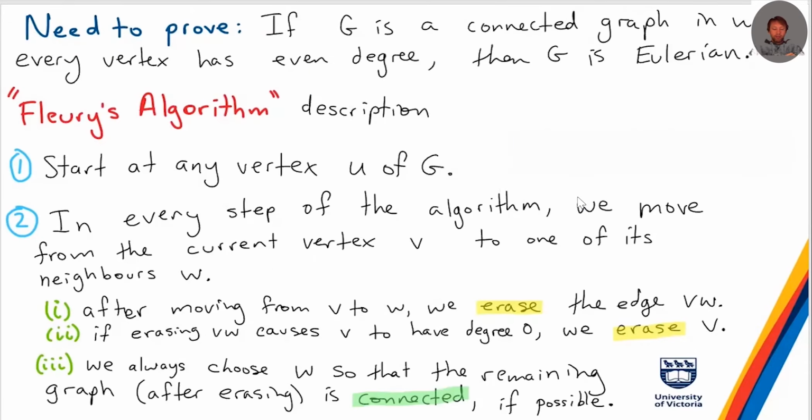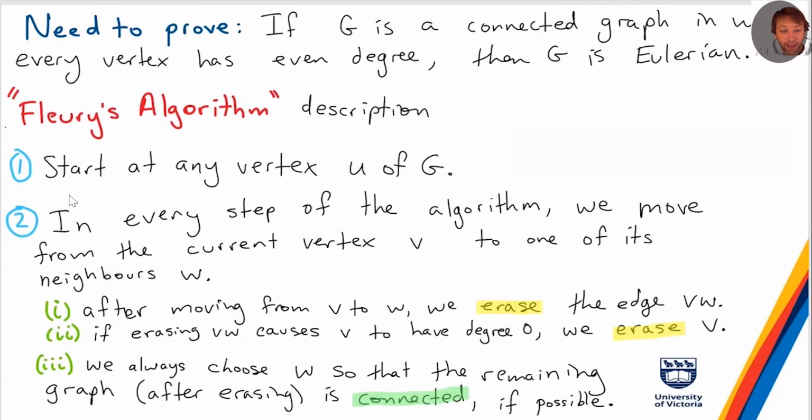Okay. So the way I want to describe this proof is by actually giving you an algorithm which will find an Eulerian tour, or sorry, an Eulerian circuit. Some people call them Eulerian tours. So let me describe the algorithm, and then we'll show that this algorithm always works. This algorithm is called Fleury's algorithm. So here's how it goes.